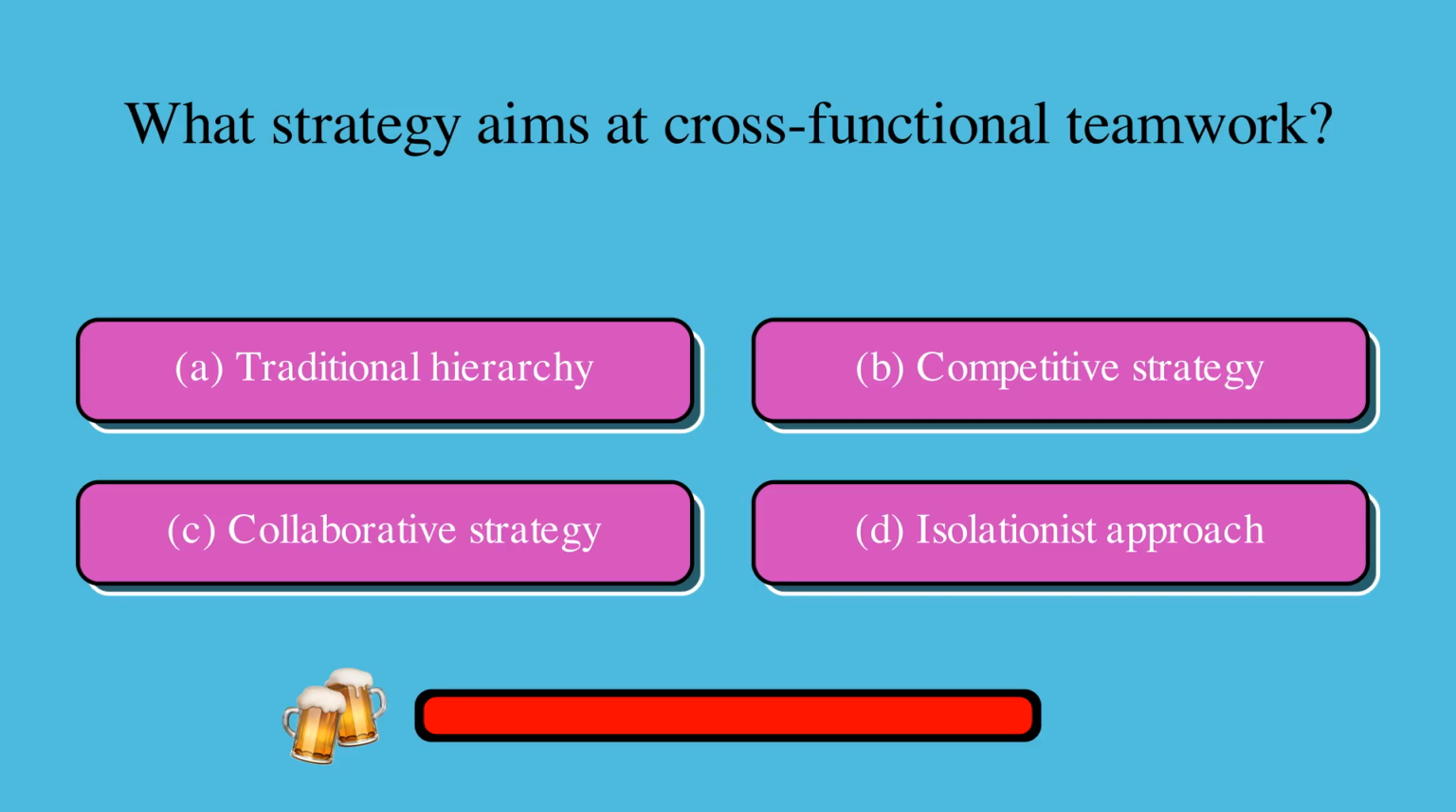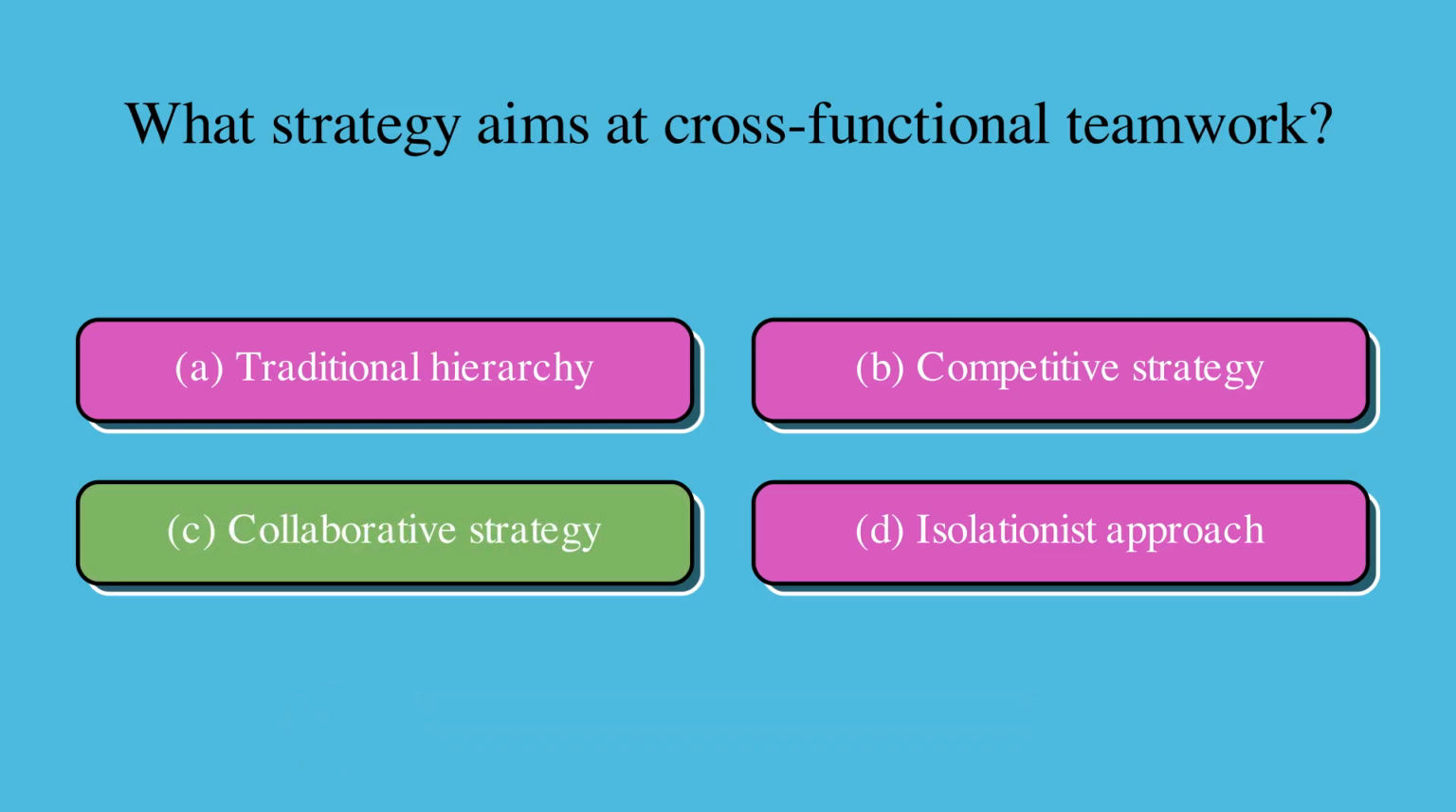What strategy aims at cross-functional teamwork? Is it A, traditional hierarchy, B, competitive strategy, C, collaborative strategy, or D, isolationist approach? The correct answer is C, collaborative strategy.